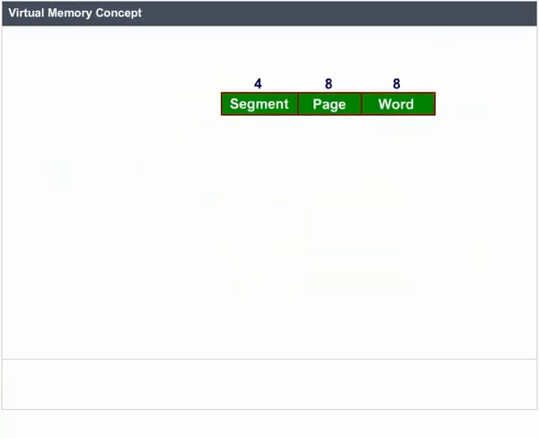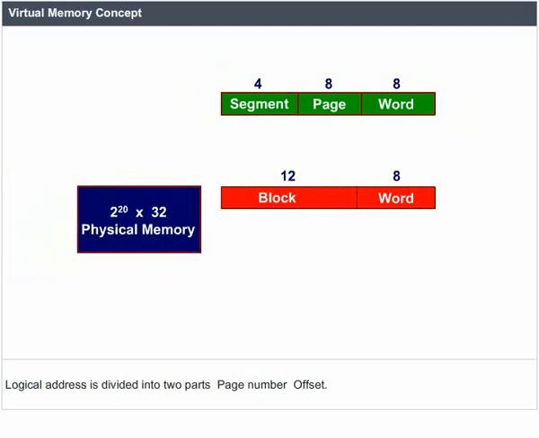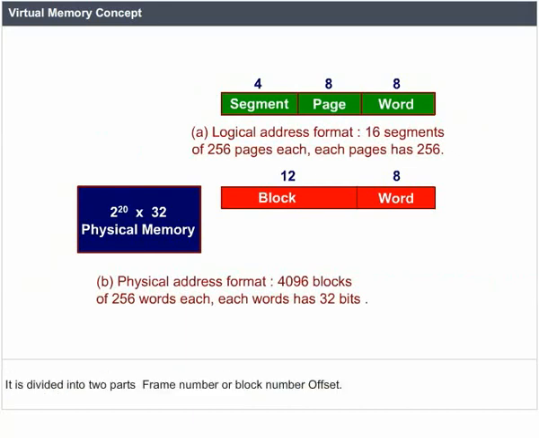Virtual memory concept. Virtual address or logical address, 20 bits. An address generated by the CPU is known as a logical address and it is of 20 bits. A logical address is divided into two parts, page number and offset. Physical address, 15 bits. An address which is understandable by the memory management unit is known as a physical address and it is of 15 bits. It is divided into two parts, frame number or block number, and offset.